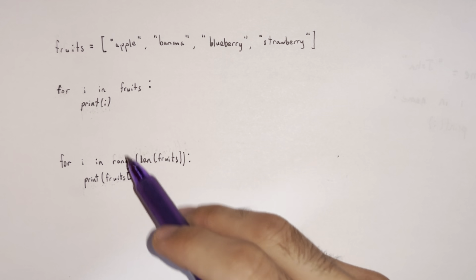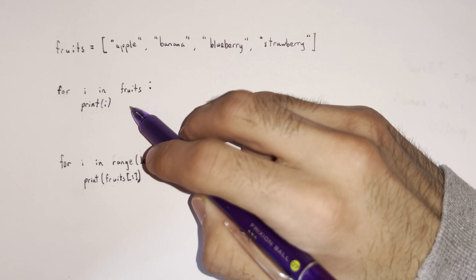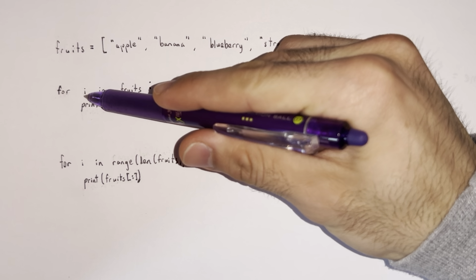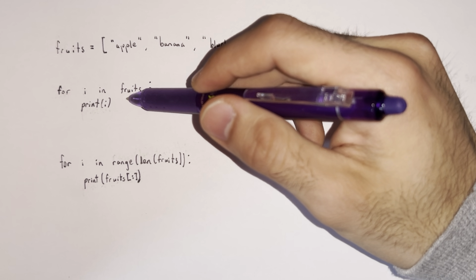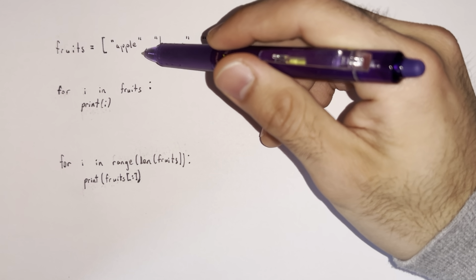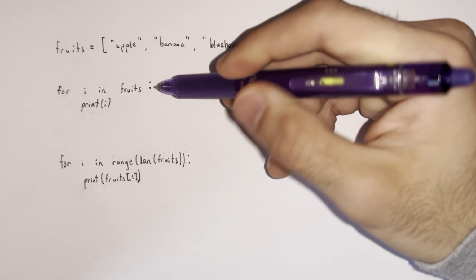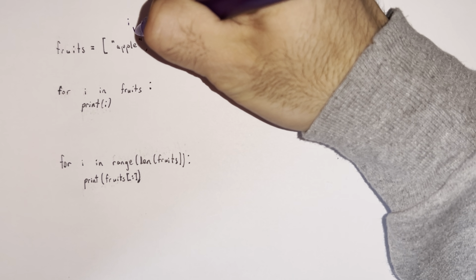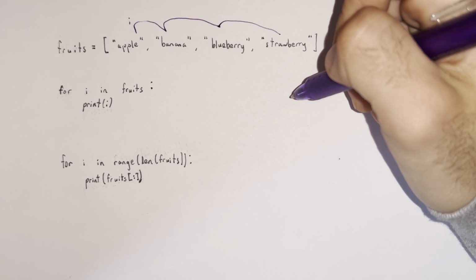Or we can do this one. So first let's talk about this. For I in fruits. So the I in fruits is saying I, a variable, am looking at the fruits. So I'm looking at the collection. So fruits is apple, banana, blueberry, strawberry. So one by one, I is gonna be jumping around as it goes through the for loop. For I in fruits. That's the idea.